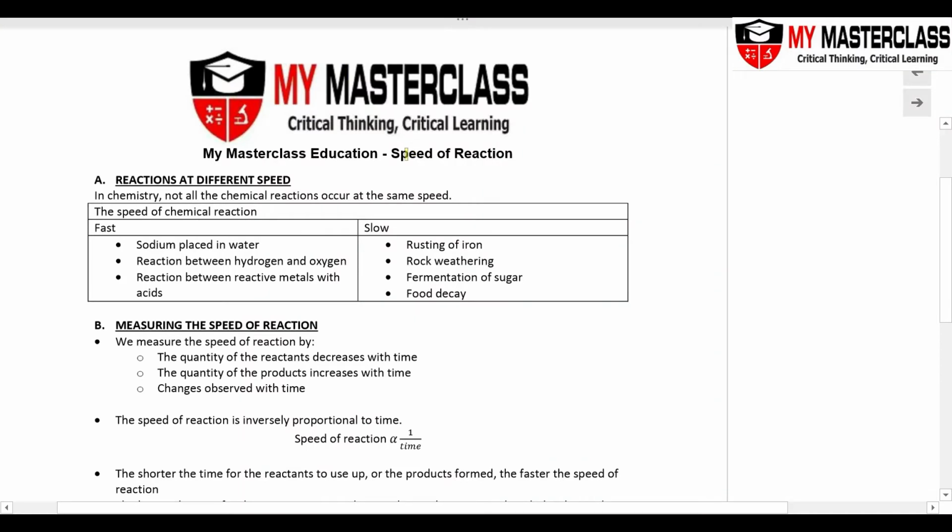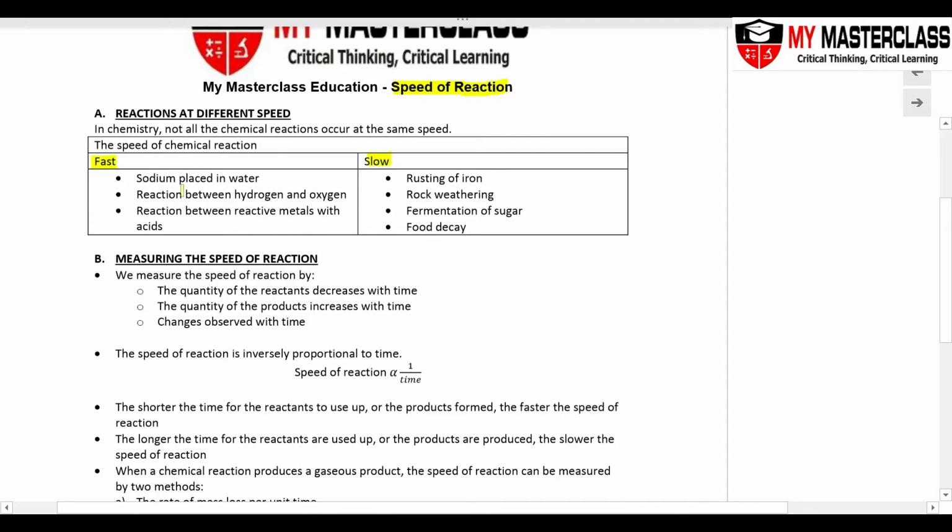Hi students, in this chapter we are going to look at speed of reaction, or the rate of reaction. In chemistry, not all reactions occur at the same speed. There are some reactions which occur very fast, and some reactions which occur very slow. These are the examples.